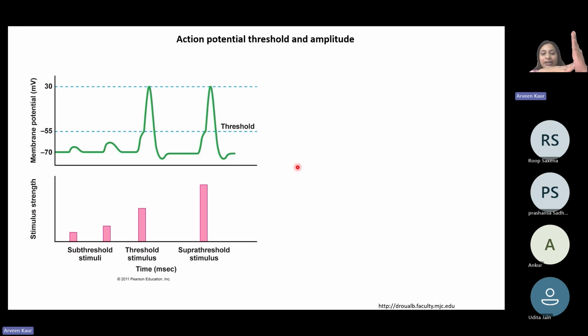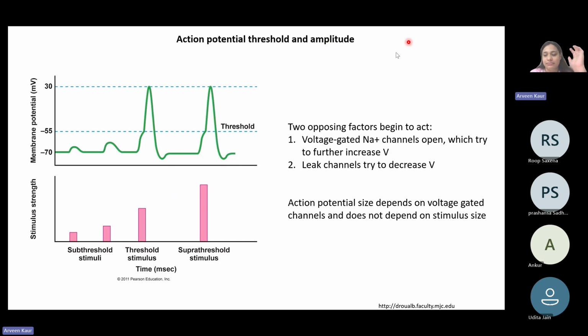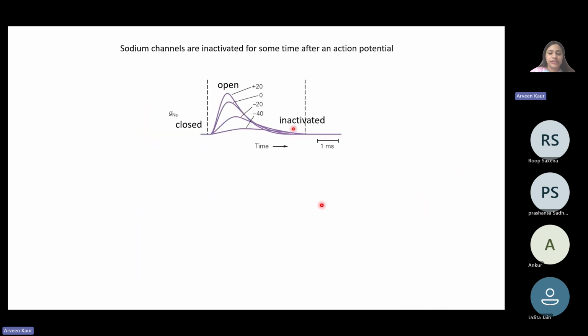An action potential will not have a smaller or shorter peak. It is 0 or 1: over here it is not there, and over here it is there. That is the only difference. Two opposing factors begin to act here. The voltage-gated sodium channels open, which tries to further increase the voltage, and leakage channels try to decrease the voltage. Action potential size depends on the voltage-gated channels, and not on the stimulus size. It will only depend on how these voltage-gated channels are acting.